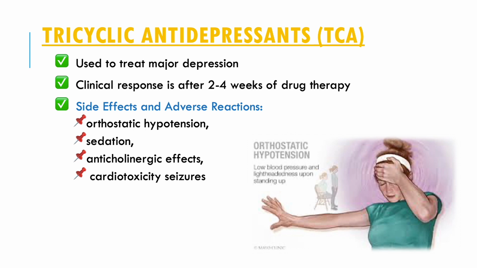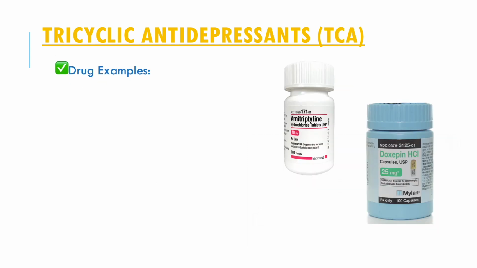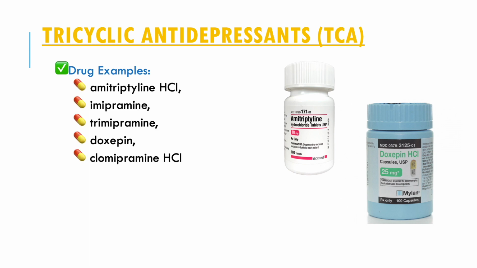We've been mentioning anticholinergic effects. What is the most common anticholinergic effect that we've mentioned ever since we started this topic? That is urinary retention. Please take note of that. Drug examples of TCAs or tricyclic antidepressants include amitriptyline, imipramine, trimipramine, doxepin, and clomipramine.